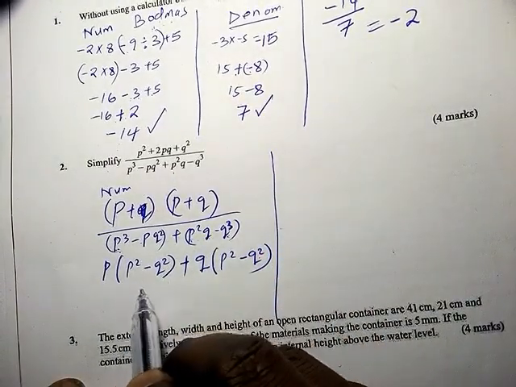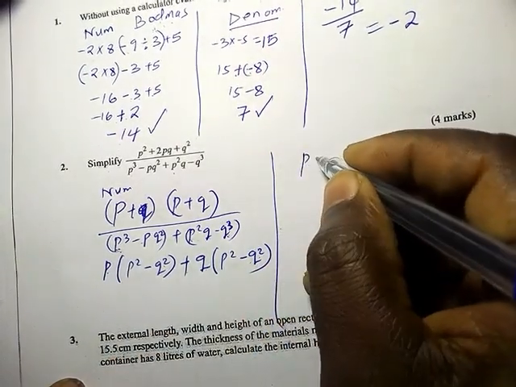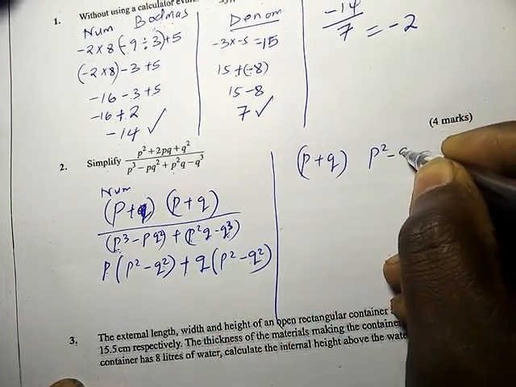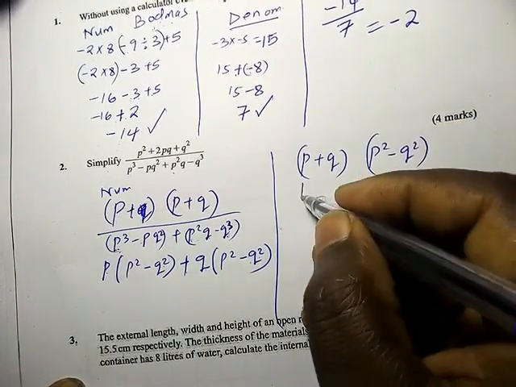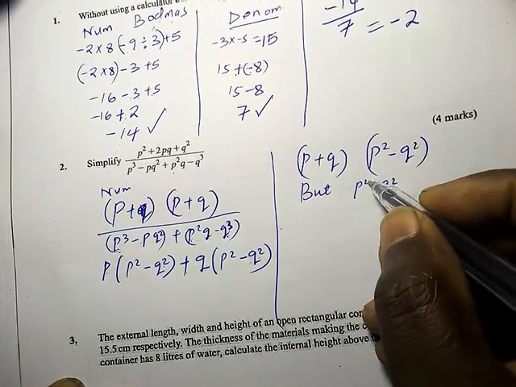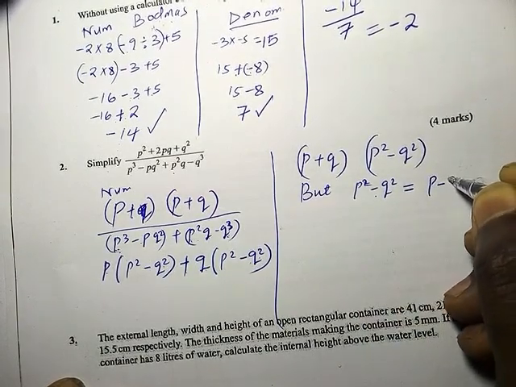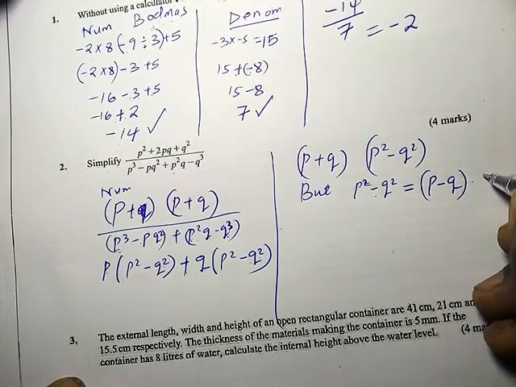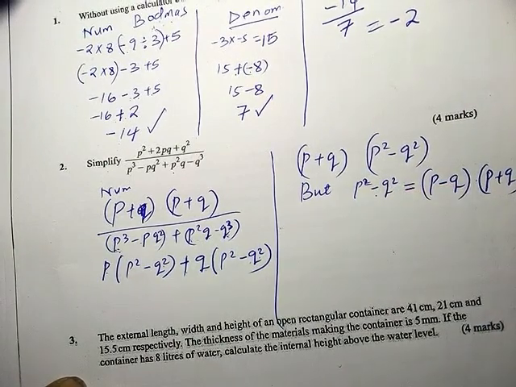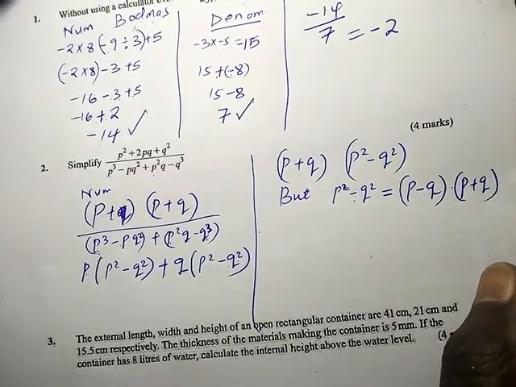So in the denominator, we can now group them. You see this one and this one, they are the same. So it is p plus q, and then you pick one of these, which is p square minus q square. But you know that p square minus q square is a difference of 2 squares, which is simply the same as p minus q, p plus q. So if you multiply this one, you get this one. That's a difference of 2 squares.